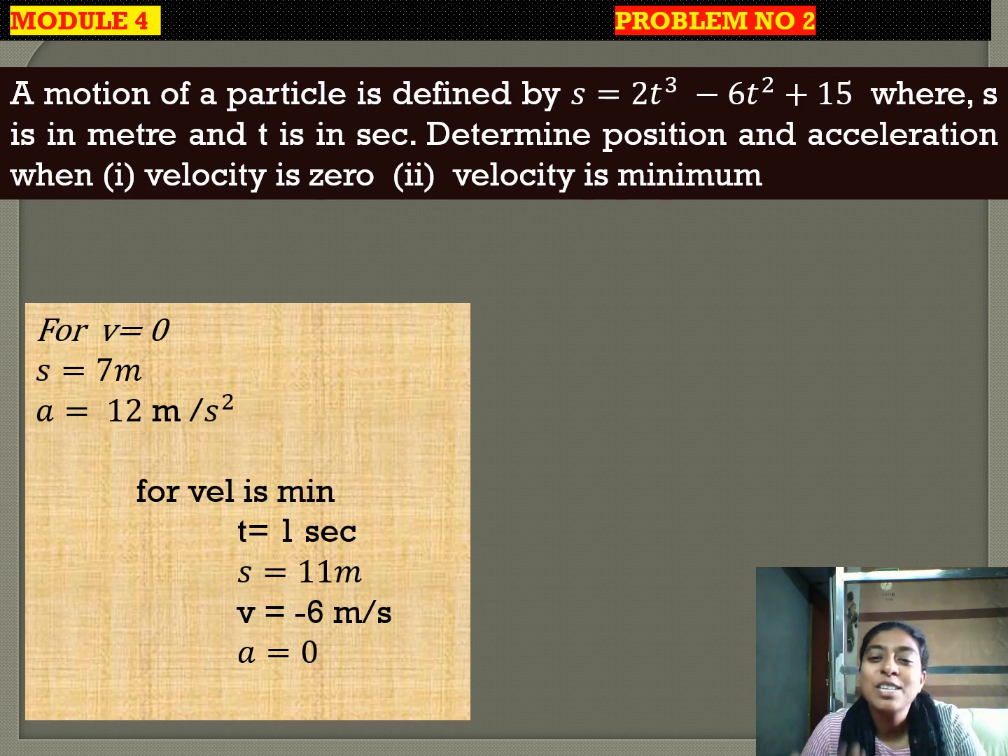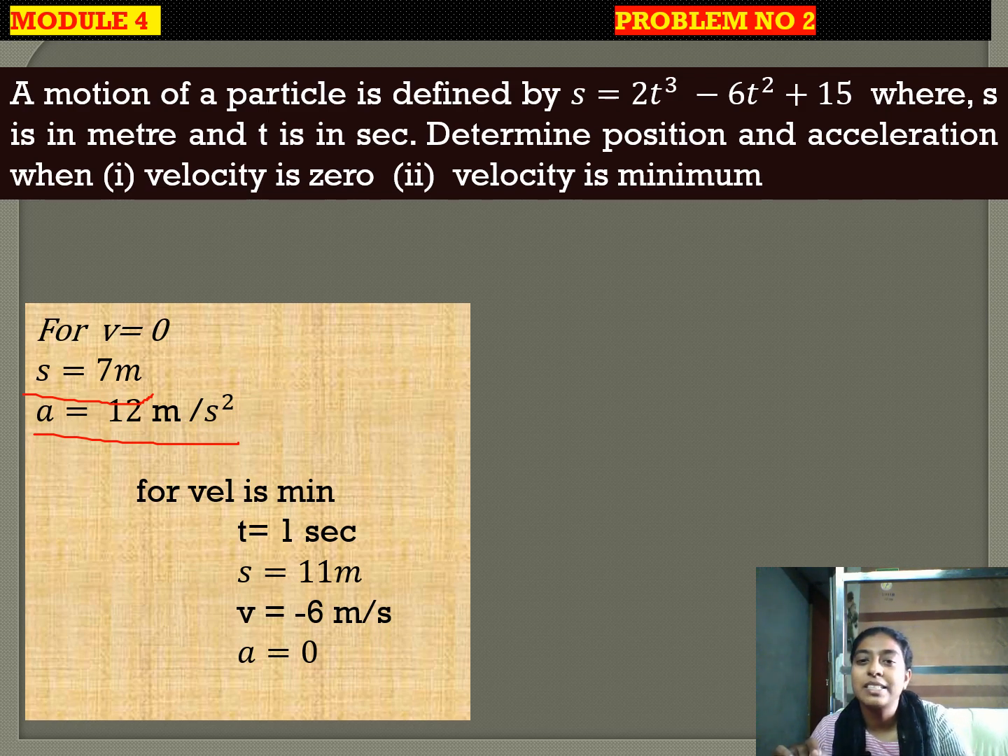Okay, for velocity equal to 0, first of all, S is given for you. So find the velocity, ds by dt. Substitute that equal to 0. V equal to ds by dt equal to 0. Find what is the time. For that particular time, your velocity is 0. For that particular time, find what is the displacement. Yes, you will get 7 meter. Find the acceleration for that particular time. You will get acceleration equal to 12 meter per second square.